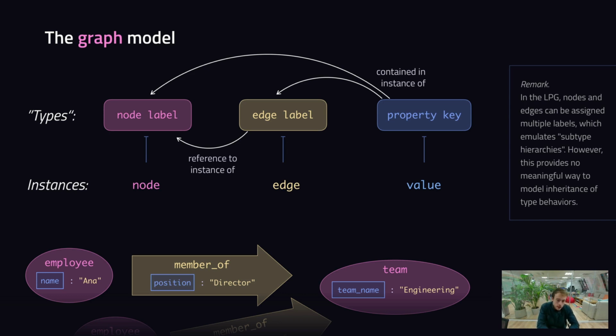I also want to add a small remark here about a detail that I'll be glossing over, which is that in the labeled property graph model, nodes and edges can also be assigned multiple labels, which sort of emulates subtype hierarchies or nodes having multiple types. However, there's no really meaningful way to model inheritance with those multiple labels, which makes it less interesting from a type system perspective.